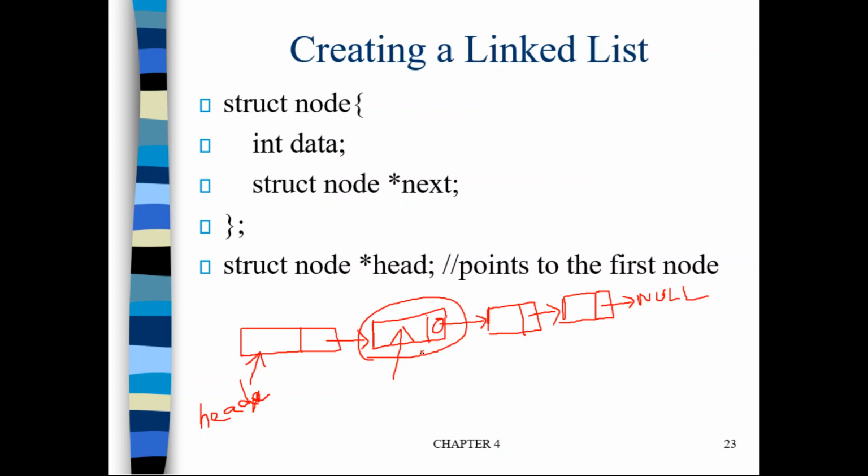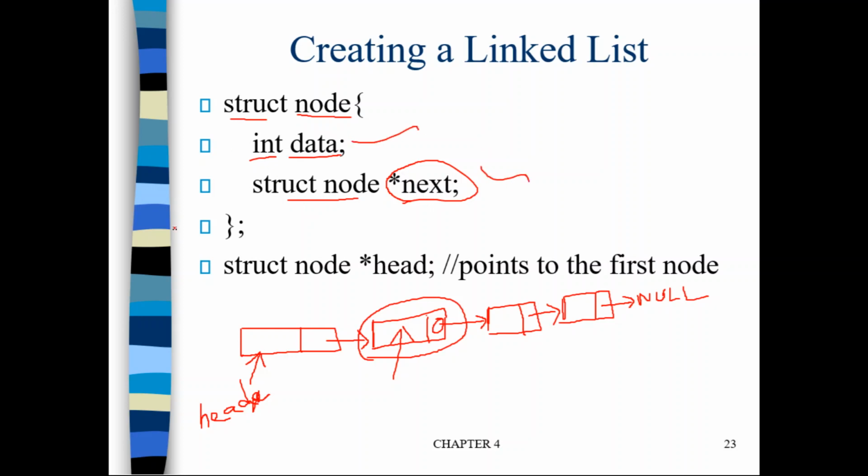This can be done in a better way by using a structure. So we are creating a node, and this node is a structure. This structure contains two items. One is data, which is of type integer, and another one is a pointer, next. It is a pointer of type struct node. What is struct node? Again, struct node is a combination of two things, data and a pointer.